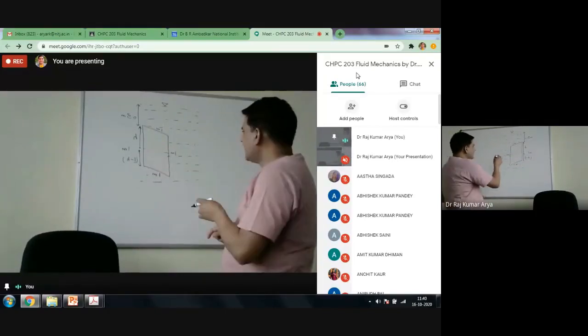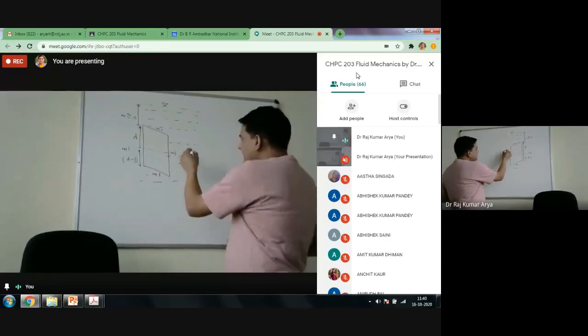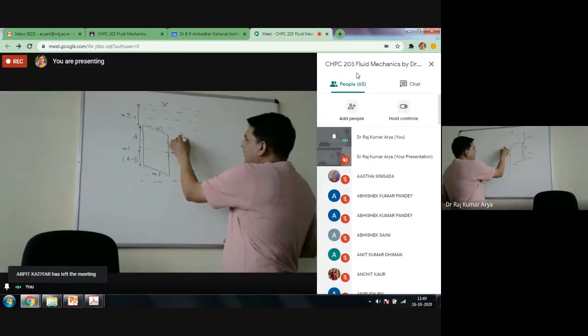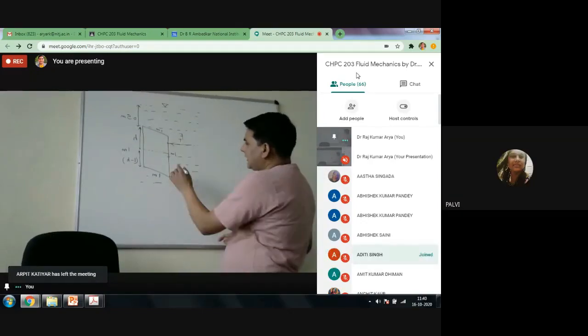So what they want to calculate is the force exerted on this first portion here, let's say F on the top portion here, and then you are calculating how much.